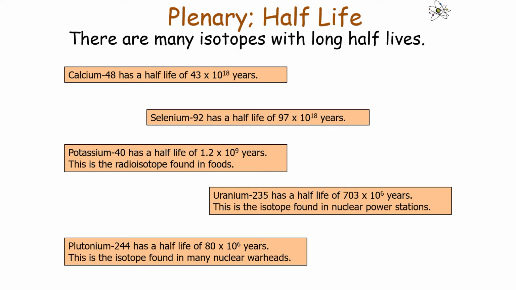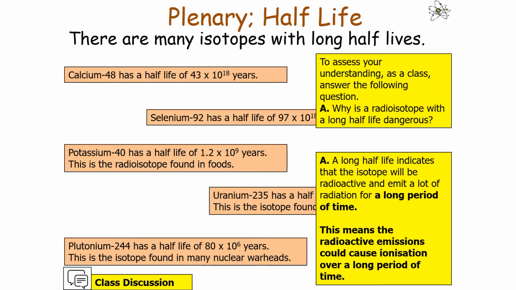Things like calcium-48, selenium-92, potassium-40, which is the radioisotope found in foods, uranium-235, which is the radioisotope found in nuclear power stations, and plutonium-244, which is the radioisotope found in nuclear warheads.